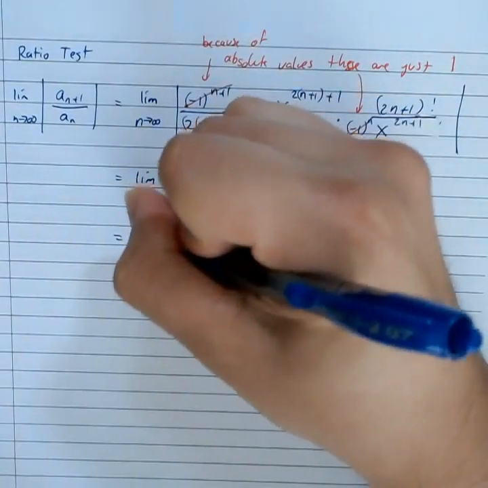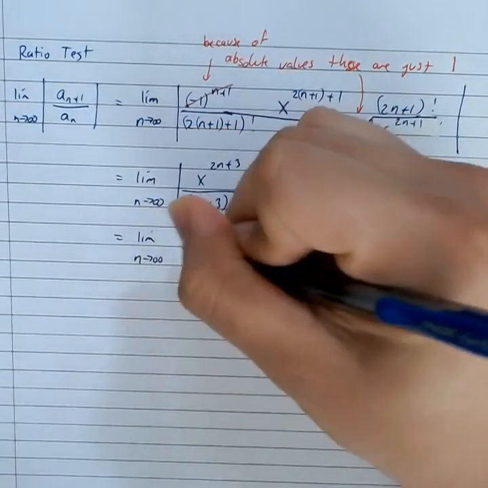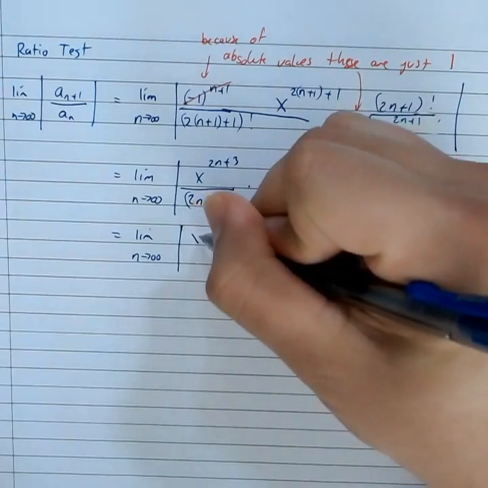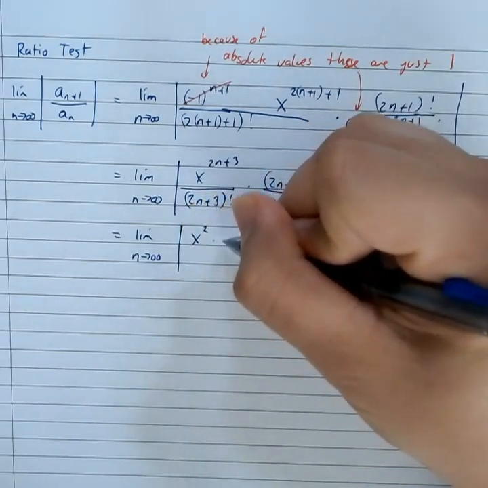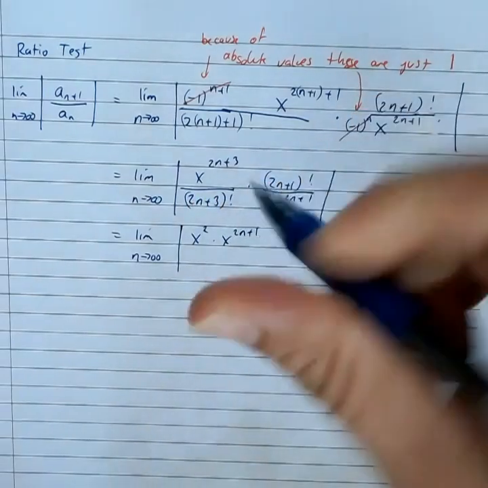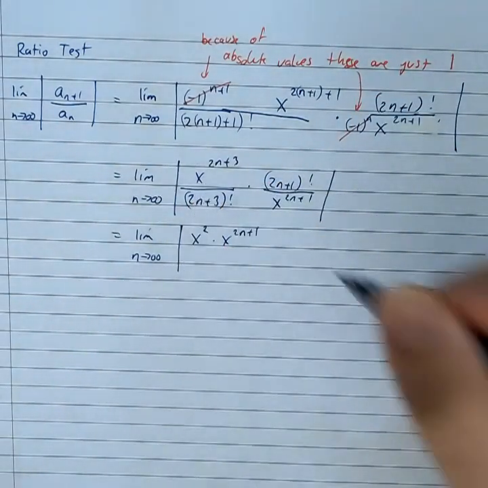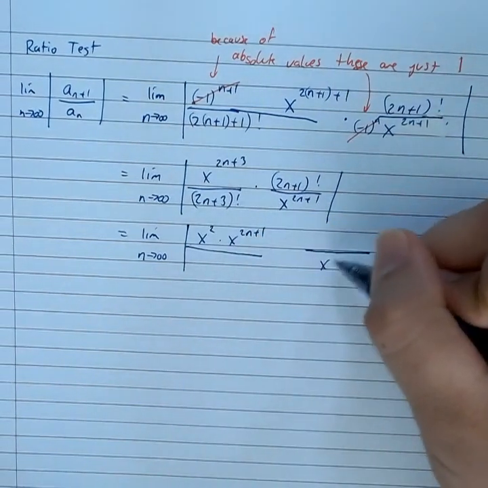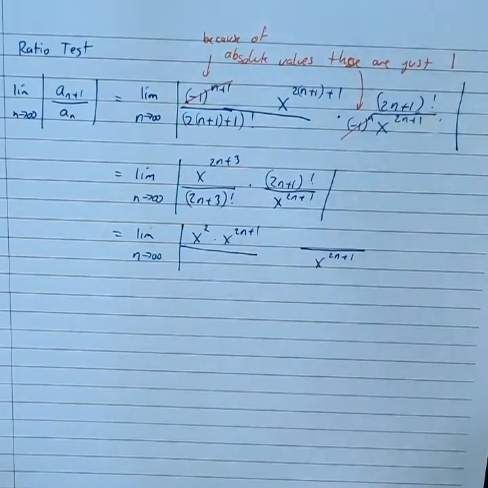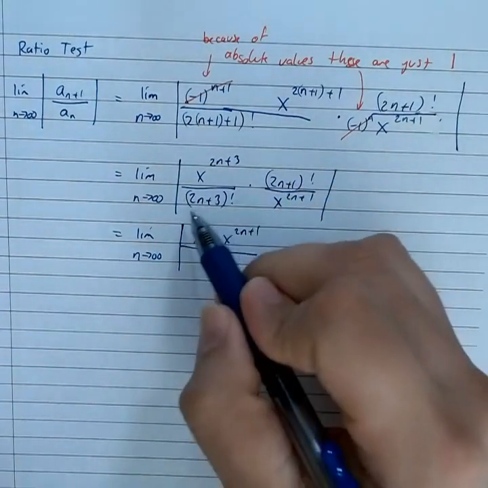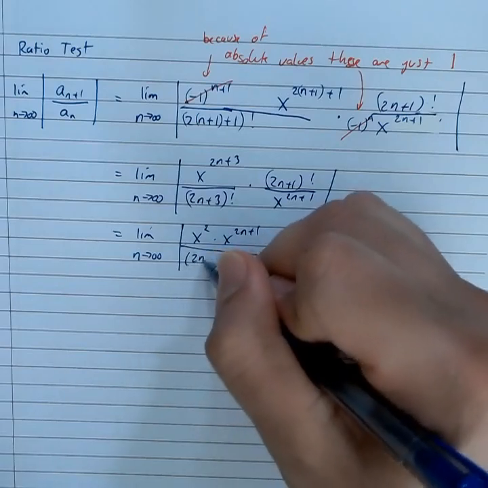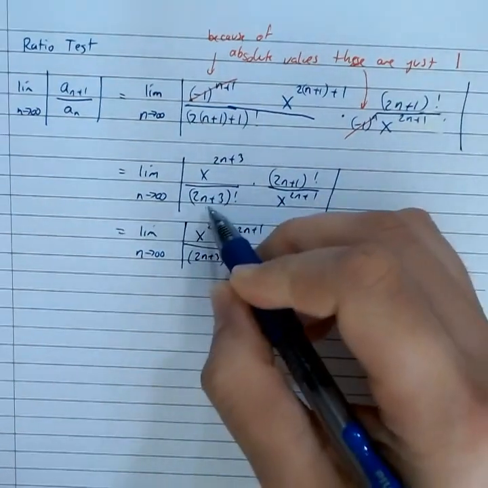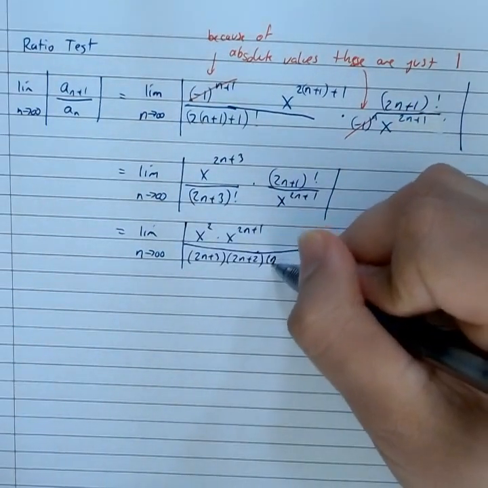And if you don't notice that, well, let's write it out. Limit as n approaches infinity of, here, x to the power 2n plus 3. I can write that as x to the power 2 times x to the power 2n plus 1. Because if I add those powers, I get that power. But now notice the reason I've done that is so now it'll cancel that with that down here. These two are about to disappear. I can do the same thing over here. 2n plus 3 factorial is 2n plus 3 times 2n plus 2 times 2n plus 1 and below, which is 2n plus 1 factorial.